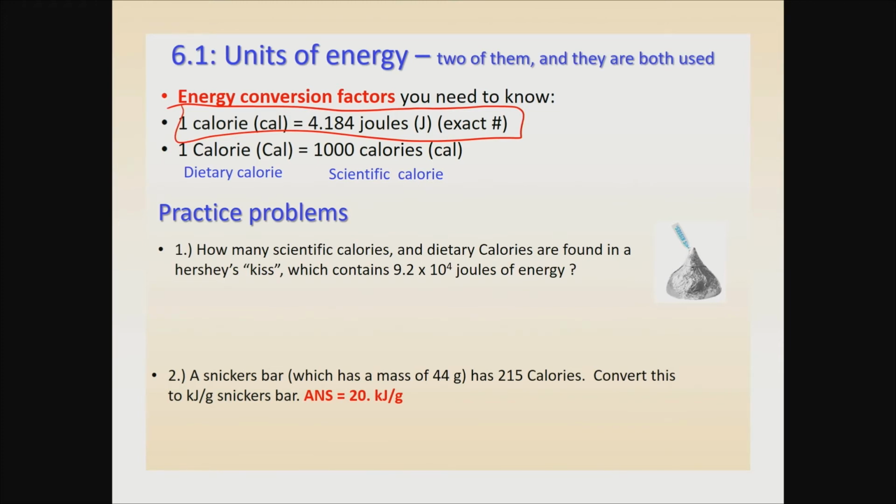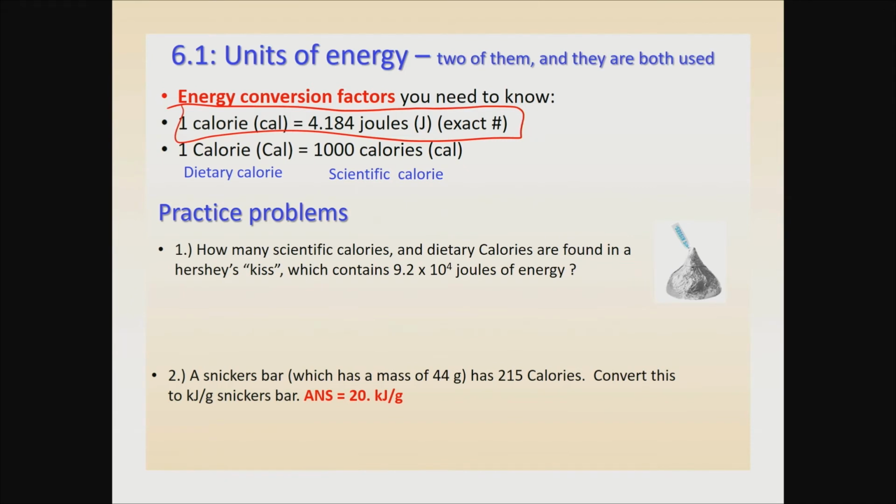Now, another important conversion you need to know is that there's a different kind of calorie, called a dietary calorie, which is different from the regular calories we use in these problems, which are called scientific calories. And so 1 dietary calorie is equal to 1,000 scientific calories. For example, when I was talking about the Hershey bar before being 250 calories, those were dietary calories. And so that would be 250,000 scientific calories.